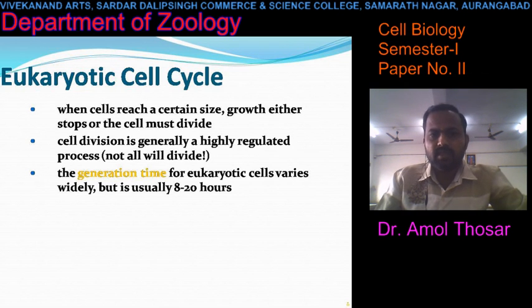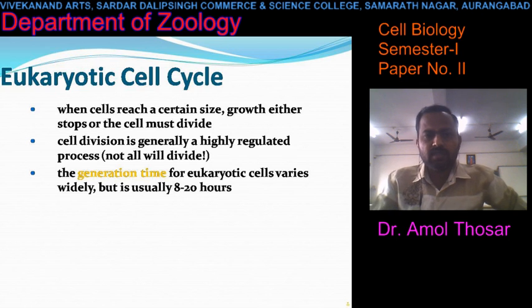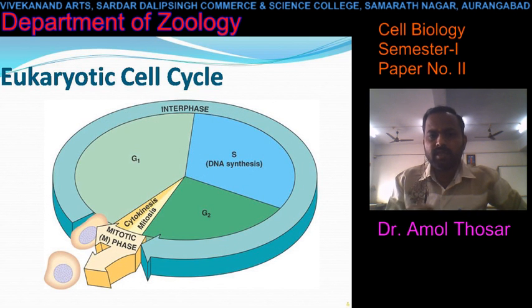When a cell reaches a certain size, growth either stops or the cell must divide. Cell division is generally a highly regulated process, and generation time for a eukaryotic cell varies widely, but it is usually 8 to 20 hours. This is the diagram of the cell cycle.